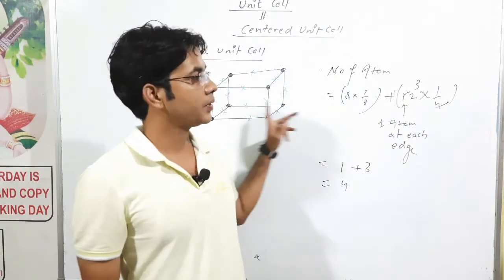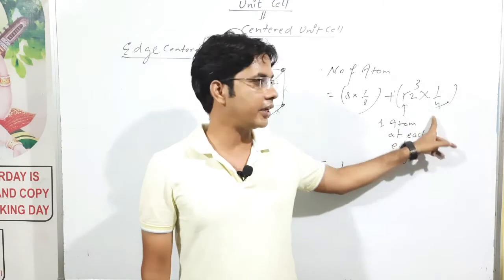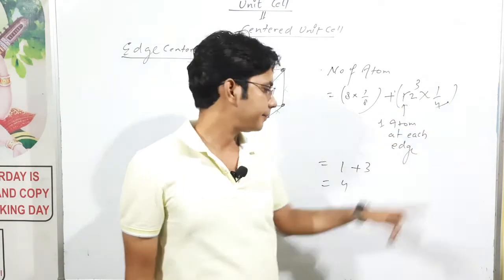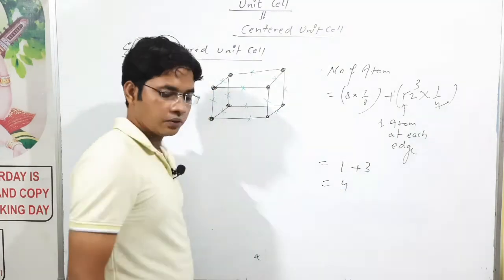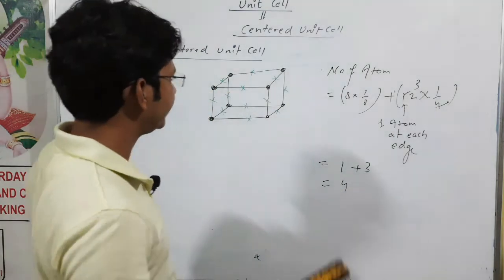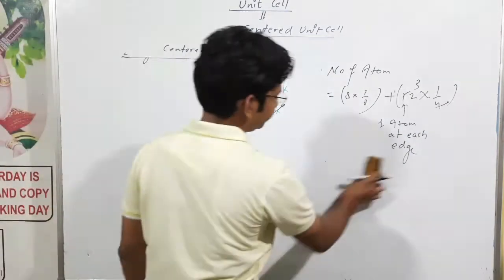Do remember, if one atom is present at each edge, then the number of atoms will be 12 and the sharing will be 1 by 4. Okay. So the number of atoms will be 1 plus 3, and it is equal to 4. This is for the edge centered unit cell. Now we will move to the body centered unit cell.